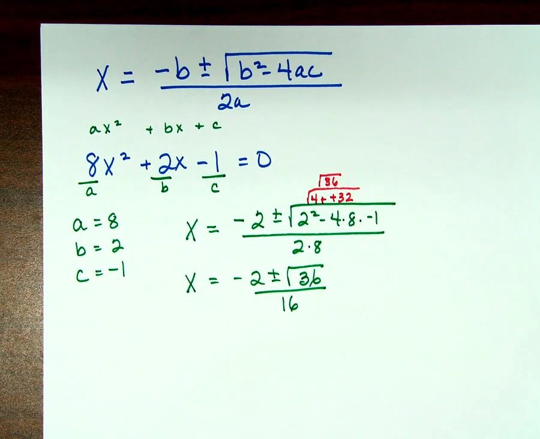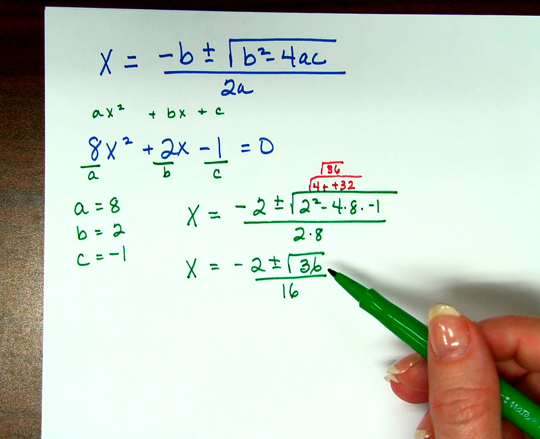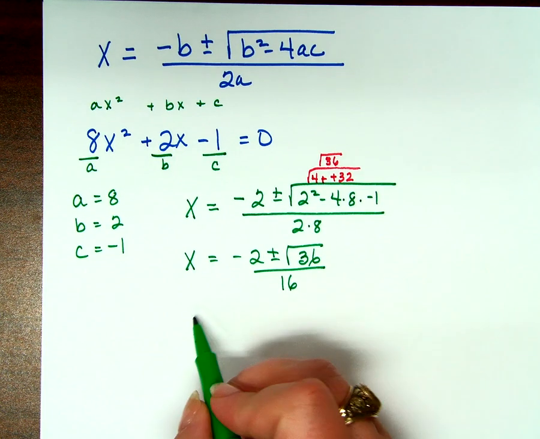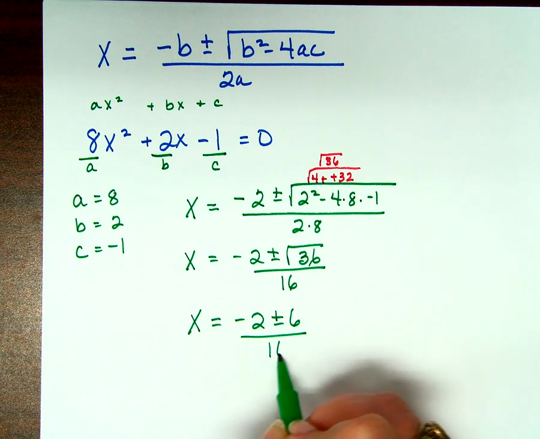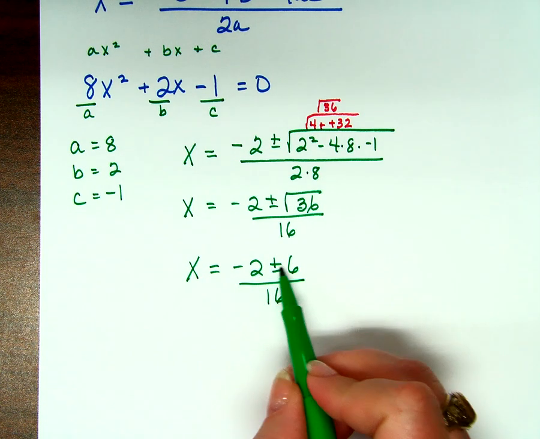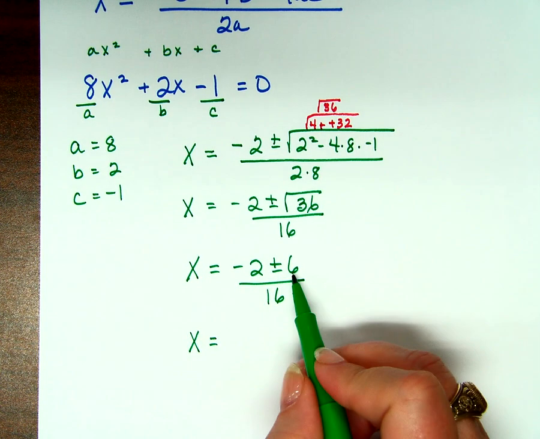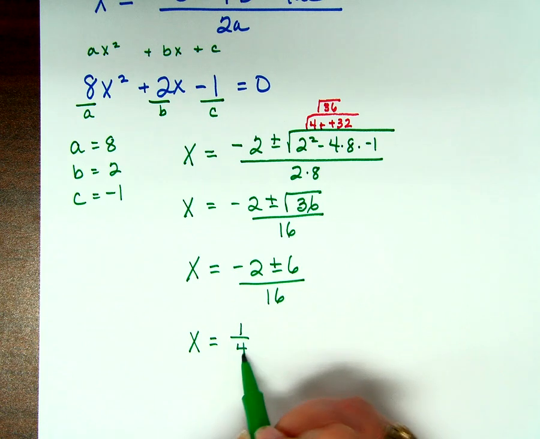Now you know and I know that we can go further than that, can't we? Because why? Yeah, we know the square root of 36, don't we? What is the square root of 36? So negative 2 plus or minus 6 over 16. Can we go further than that? Well, what's negative 2 plus 6? 4. What's 4 divided by 16? 4 over 16, which is a fourth, right?